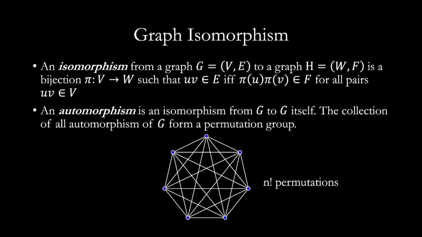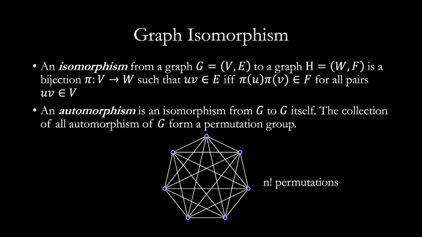Three important concepts are isomorphisms, automorphisms, and canonical forms. An isomorphism from a graph G to a graph H is a bijection π from the vertices V onto the vertices W that preserves adjacency and non-adjacency. That is, uv belongs to E if and only if (πu, πv) belongs to F for all pairs u, v within V. An automorphism of a graph G is an isomorphism from G to G itself.